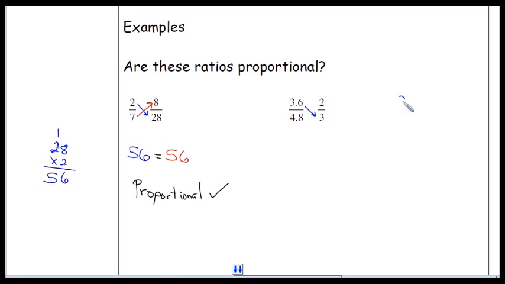3.6 times 3. I'm going to multiply that out over here on the side. 3 times 6 is 18. Carry the 1. 3 times 3 is 9, plus 1 is 10. Now remember, when we multiply decimals, you have to count the numbers behind your decimal.